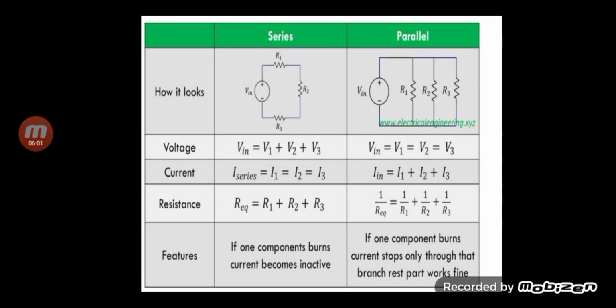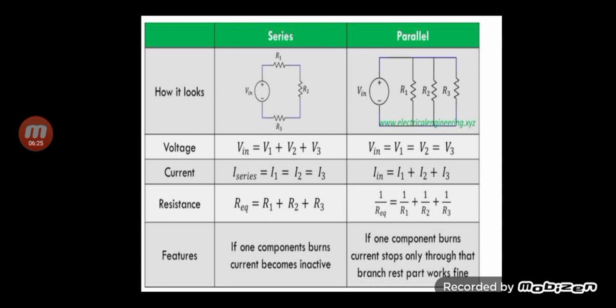In a series circuit it is a voltage divider but the current remains the same. But in a parallel circuit, the current is divided because it has many paths. Resistance: when all the resistors are arranged in series, they provide more resistance. But in parallel, when the resistors are arranged parallel to each other, they provide less resistance.